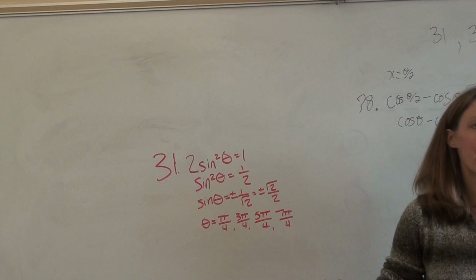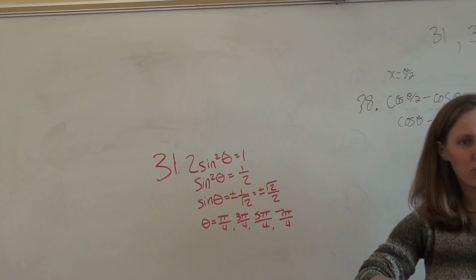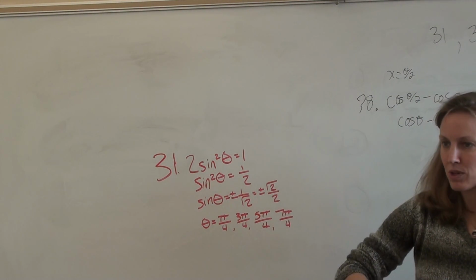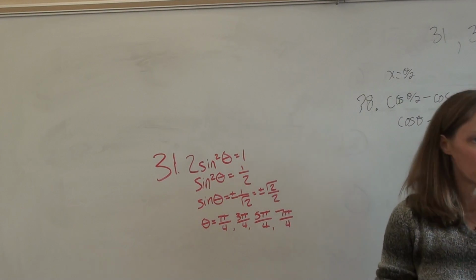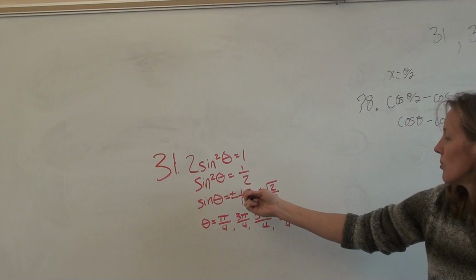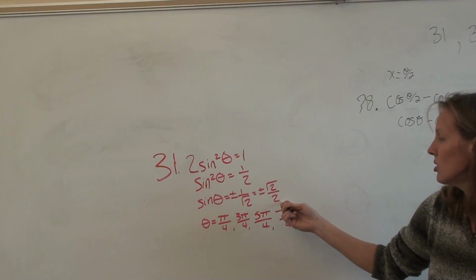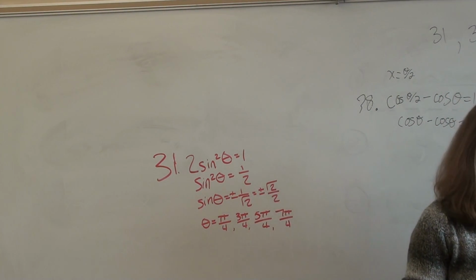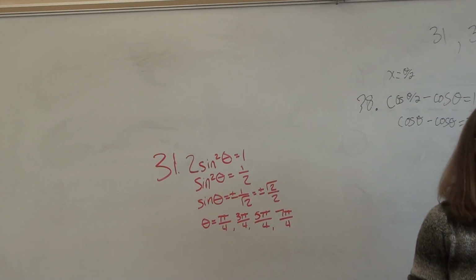And when you have sine equals positive 1 over root 2, sine equals negative 1 over root 2, each of those has 2 solutions, right? But they all have the same reference angle. So I'm hoping that you remember that 1 over root 2 or root 2 over 2 has a reference angle of pi fourths, right?